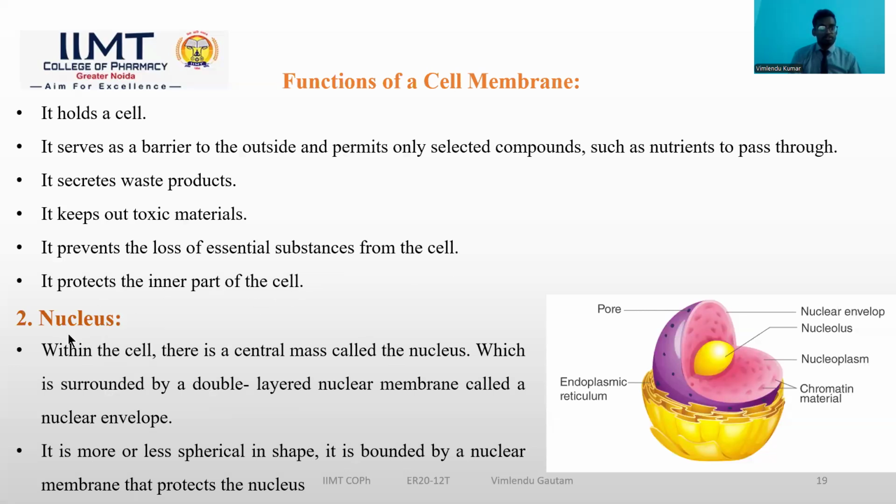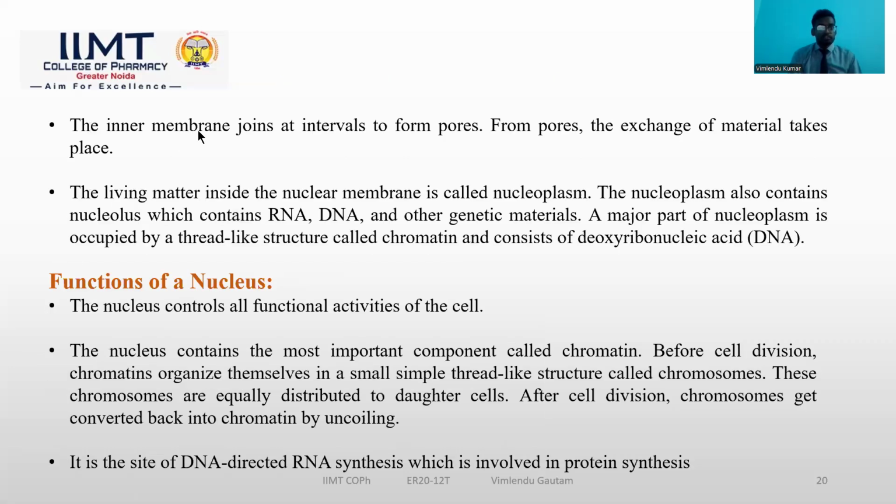The second part is the nucleus. Within the cell, there is a central mass called the nucleus, which is surrounded by a double-layered nuclear membrane called the nuclear envelope. It is more or less spherical in shape. The inner membrane joins at intervals to form pores. Through the pores, the exchange of material takes place.